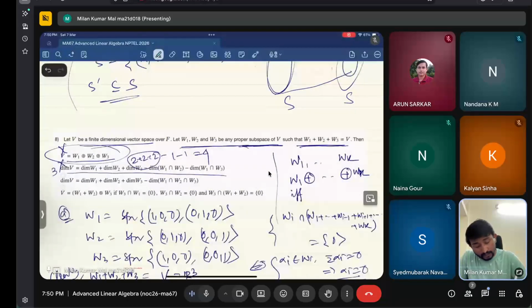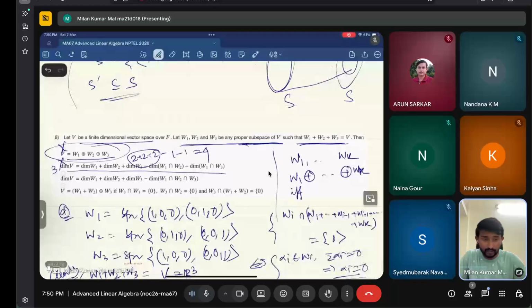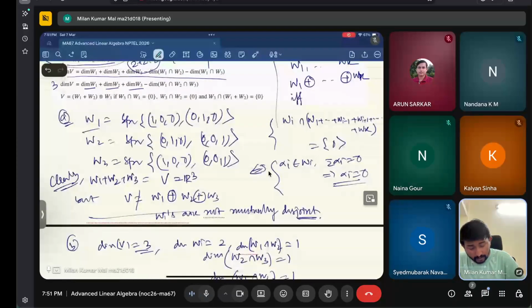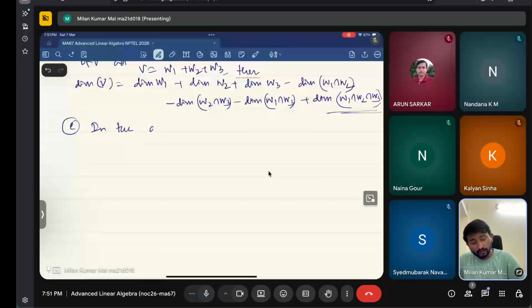In this counter example, the dimension of V is 3. V is actually R3, right? And the dimension of W1 is 2, the dimension of W2 is 2, and the dimension of W3 is 3. But in this case, W1 intersection W2 intersection W3 is 0. Clearly, can you find a vector which is in all of W1, W2 and W3? In the above example, the dimension of W1 intersection W2 intersection W3 is actually 0.